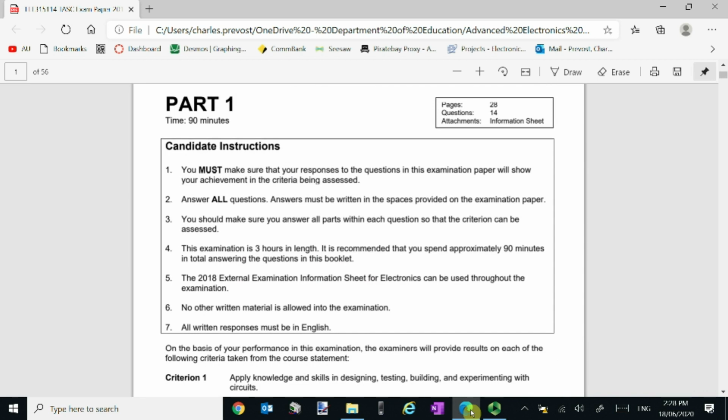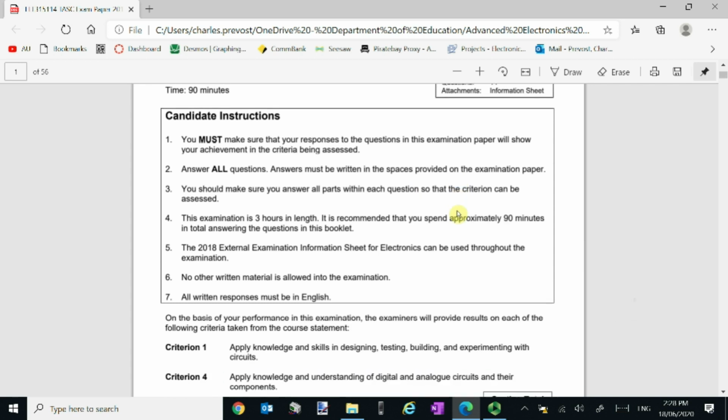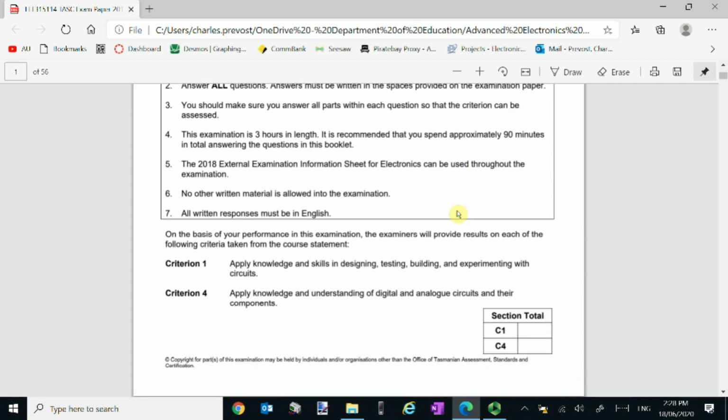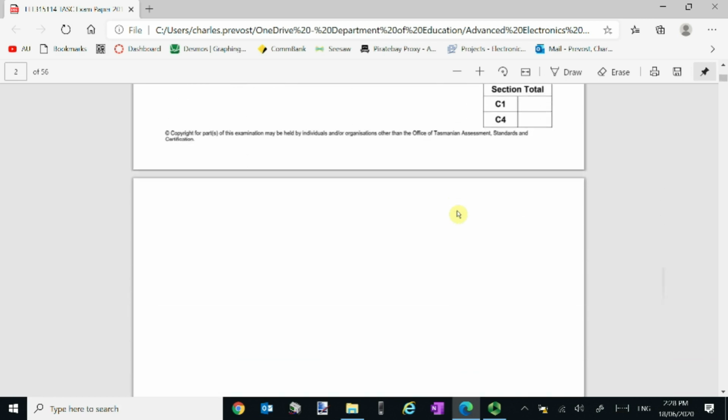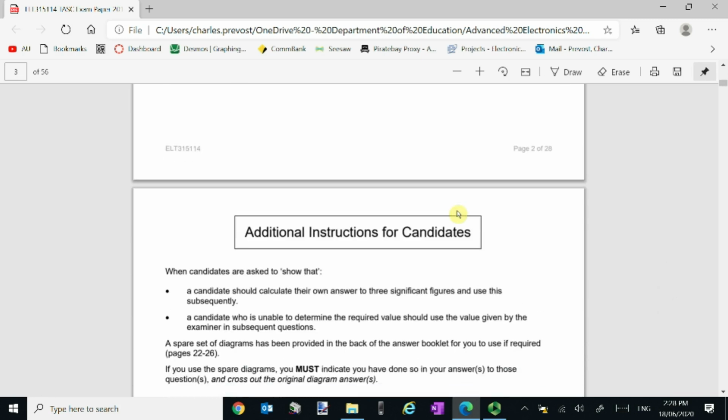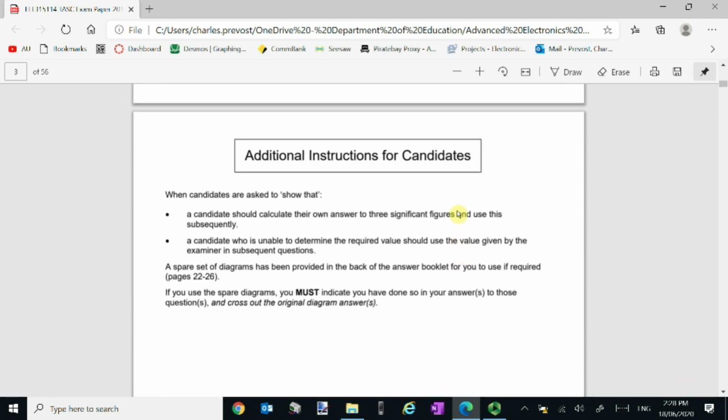So you can see here that you write in the places provided, things like that. Sometimes these instructions change from year to year, so it's pretty important that you make sure you read them. Sometimes they add additional instructions as well.